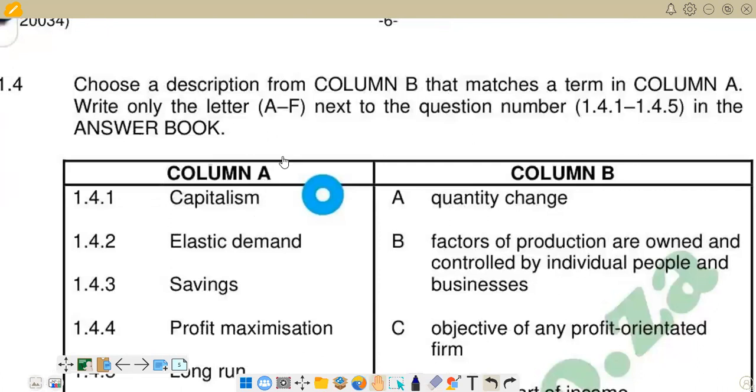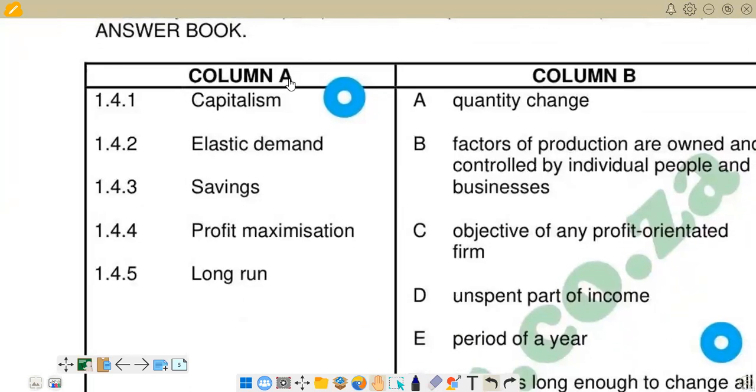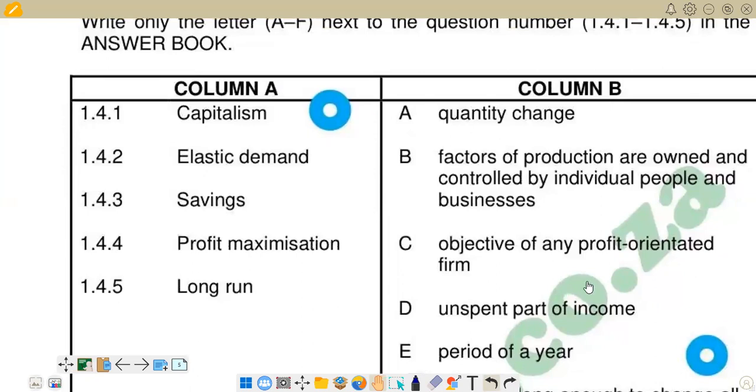Right. If you look at the first part, it says capitalism, and we are looking for an explanation that relates to capitalism. I think the easiest way of answering this type of question is to go to column B, start with A, read A, quantity change, and match it with the term that we have in column A. That becomes easier. So if you look at A saying quantity change, and we go down to look at what really matches quantity change. First we have capitalism, where individuals are controlling decisions in the economy, which is not appropriate for quantity change.